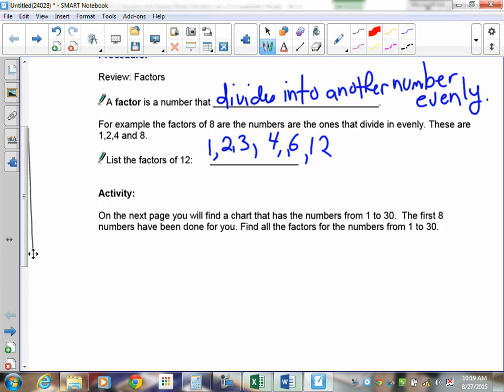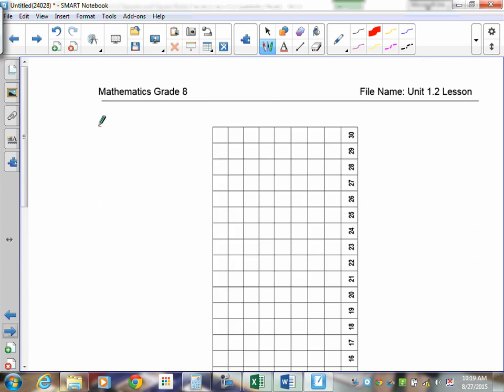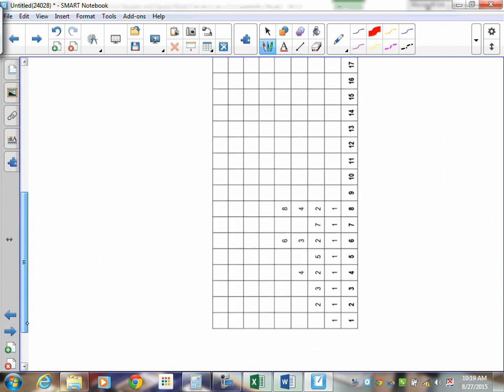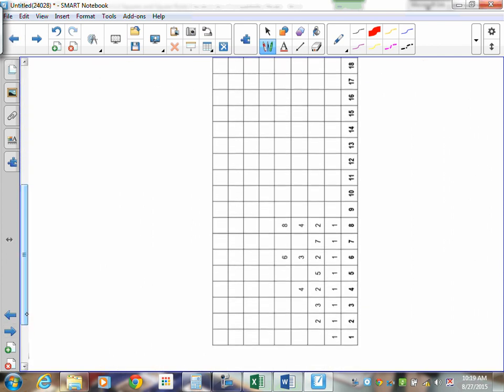So what we're going to do is make a reference chart for us to work from. Take a look on the next page. You're going to find a huge chart. If you turn your page sideways, this chart shows the factors of each number from 1 to 30. You can sit there and do them all, but I want to show you how this works.